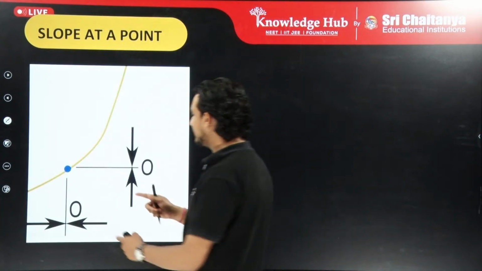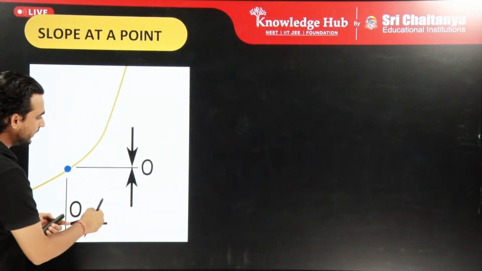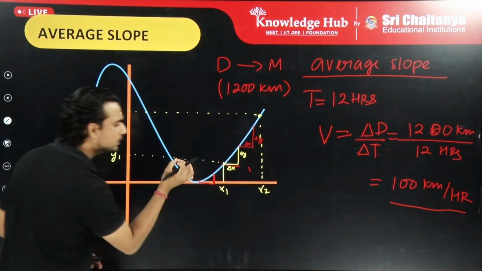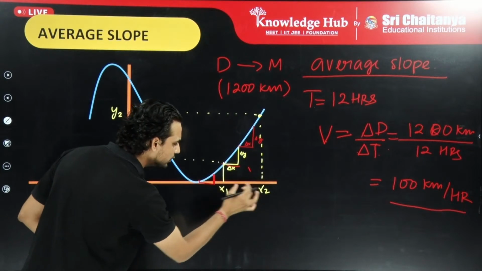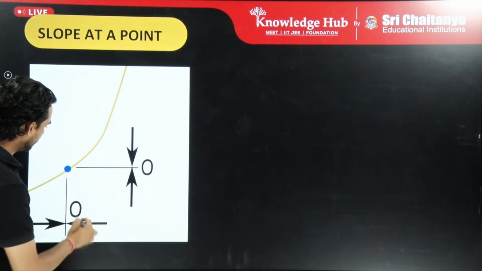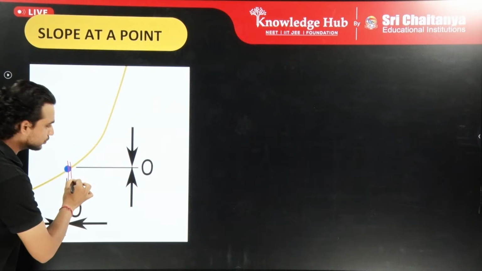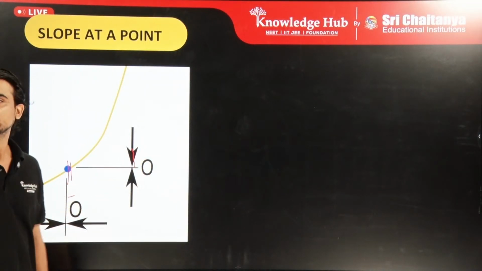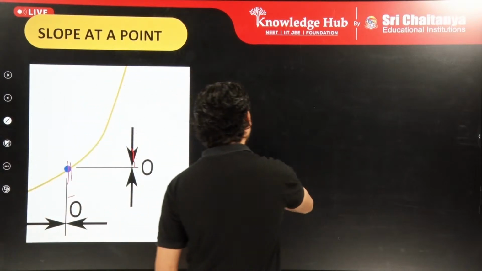Now let's take that delta x to be very small. If I take this point very close to this, I take x1 very close to x2. Look here, if I take x1 very close to x2, then delta x will become 0 and delta y will become 0, right? Yes or no? Very close.